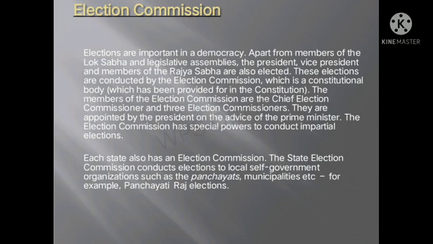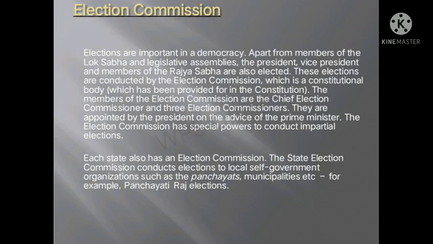Election Commission. Elections are important in a democracy. Apart from members of Lok Sabha and legislative assemblies, the President, Vice President, and members of the Rajya Sabha are also elected. These elections are conducted by the Election Commission, which is a constitutional body. The members of the Election Commission are the Chief Election Commissioner and the three election commissioners. They are appointed by the President on the advice of the Prime Minister. The Election Commission has special powers to conduct impartial elections.